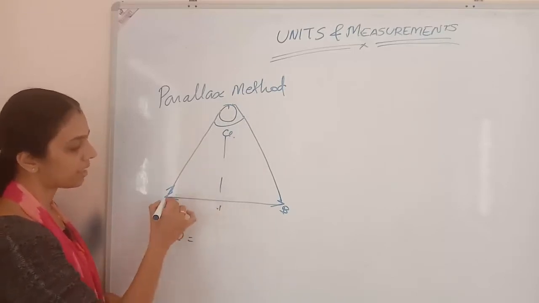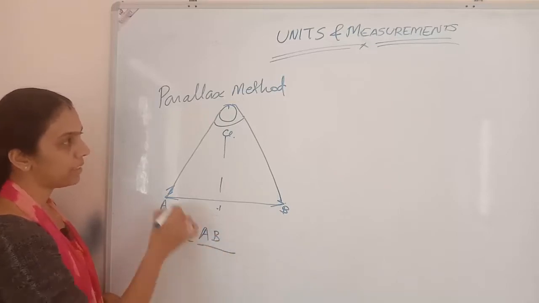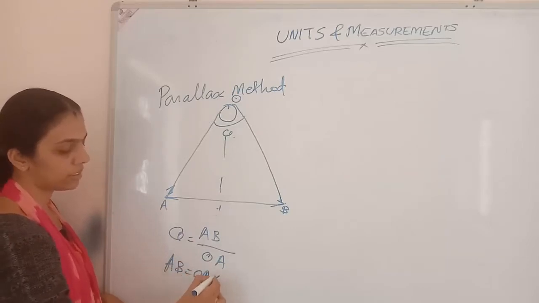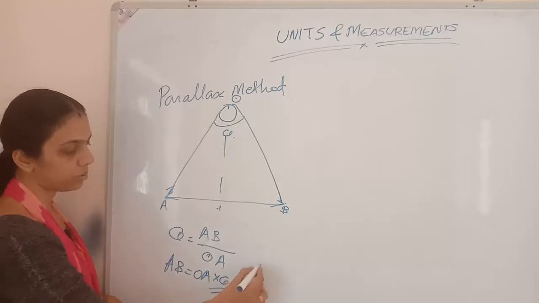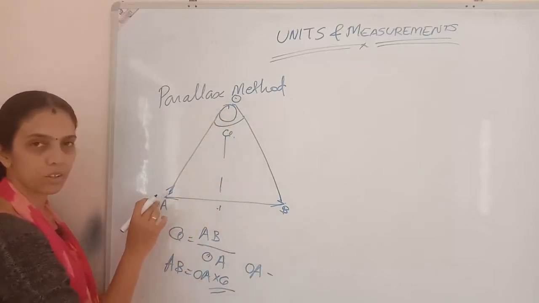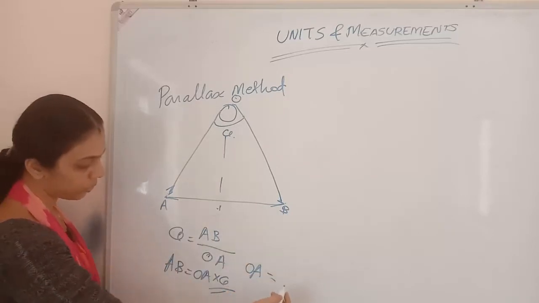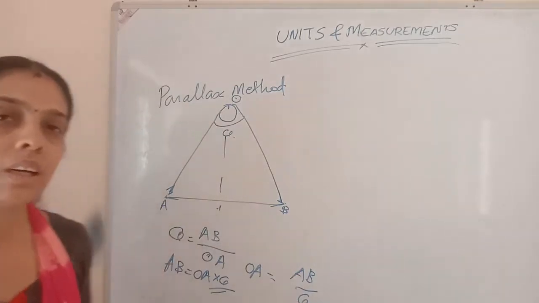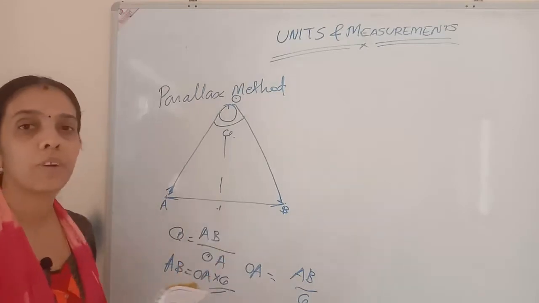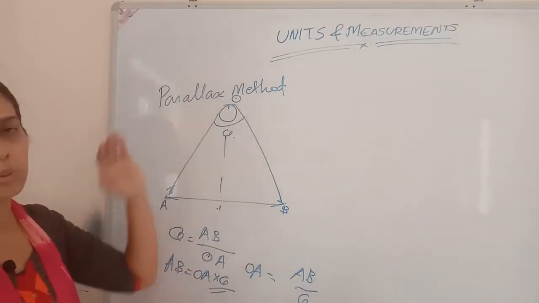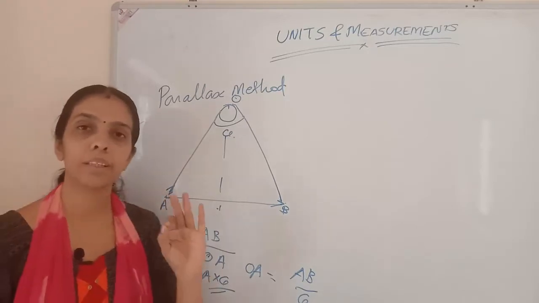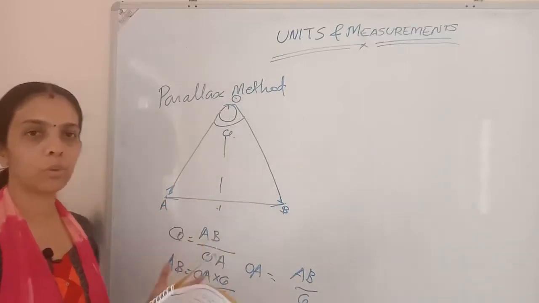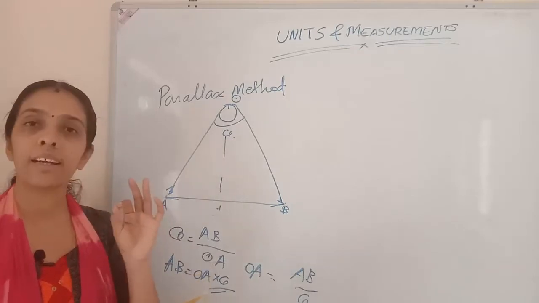So theta equals arc AB divided by radius, which is OA. Then AB equals OA into theta. We require OA, the distance of the moon from the earth, so OA equals AB divided by theta. Like this we can find out the distance from the earth to the moon, or any other celestial object. The parallax method is used to find out the distance to the moon. And here the question is to suggest a method to measure the diameter of the moon.